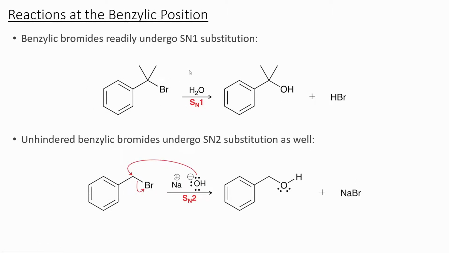The benzyl bromide will readily undergo an SN1 substitution reaction, and here we're going to start looking at reactions at the benzylic position, and that's because this is a good leaving group, and the carbocation that would form here is going to be stabilized not only by it being a tertiary carbon, but also by the electron donation ability of this benzene ring. So we can easily convert a benzyl bromide, for example, to the alcohol. And if we have a sterically unhindered benzyl bromide, it'll be an extremely good substrate for an SN2 reaction.